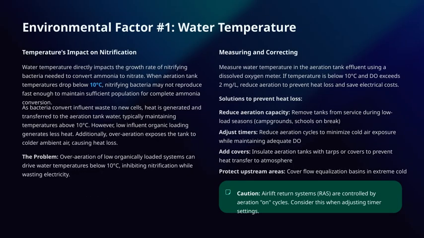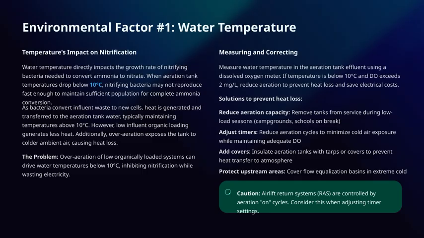Let's talk about water temperature, which is a crucial environmental factor affecting nitrification. The temperature of the water in the aeration tank directly influences how fast the nitrifying bacteria grow and perform their job. These bacteria are responsible for converting ammonia into nitrate, a key step in the treatment process. When temperatures in the aeration tank fall below 10 degrees Celsius, these bacteria may not reproduce quickly enough to keep up with the ammonia load. This can lead to incomplete ammonia conversion, which impacts overall treatment efficiency.